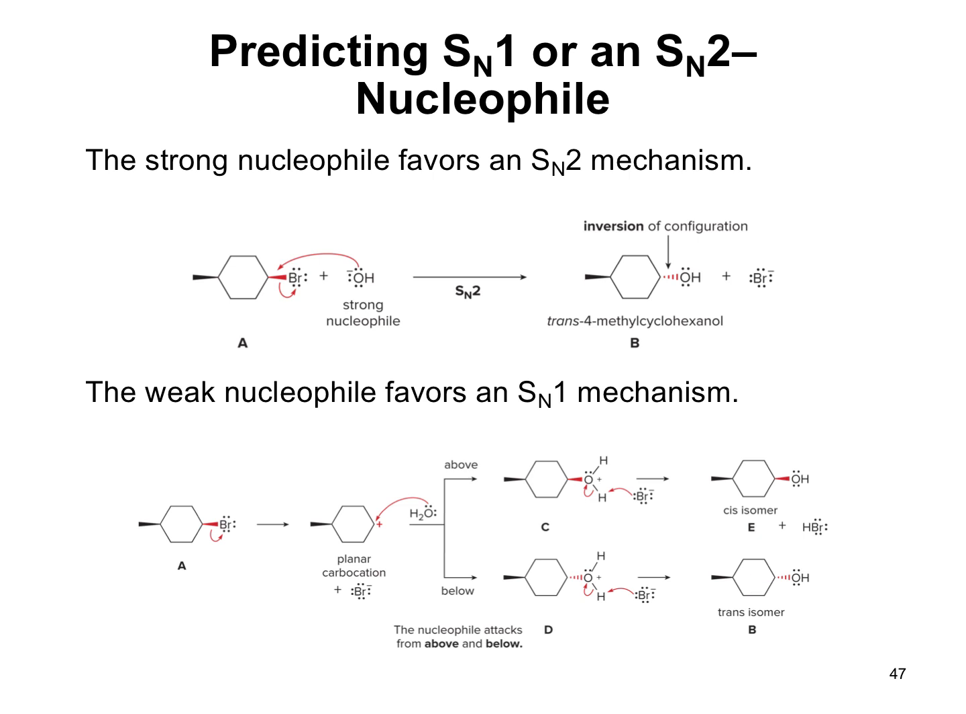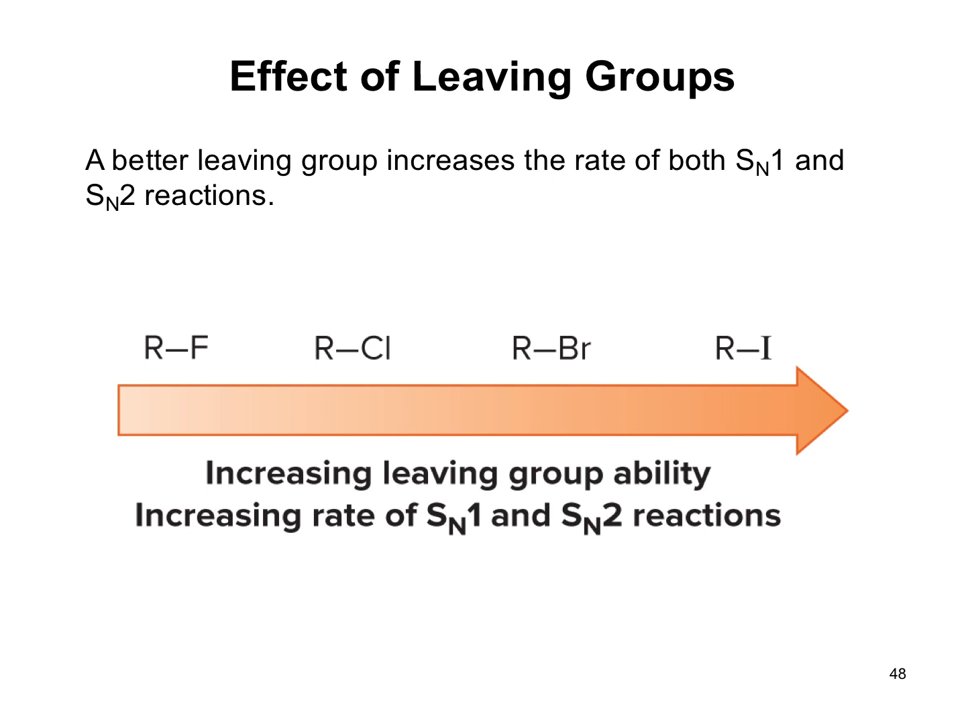So, another thing that we can see is the leaving group that affects the SN1 or the SN2 reaction. And basically, a better leaving group increases the rate of both SN1 and SN2. So this doesn't really help us sort out the difference between an SN1 and an SN2. We just know we need to have a good leaving group if we're going to do either of these reactions. So we increase the rate of SN1 and SN2 reactions as we get a better leaving group, but that's not really helpful for differentiating between the two.